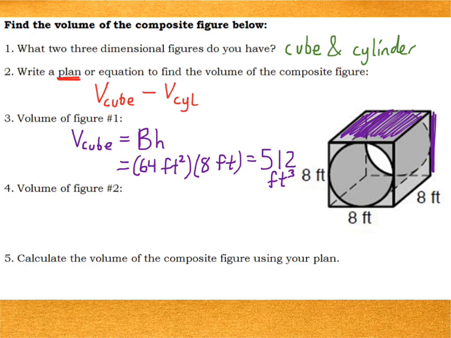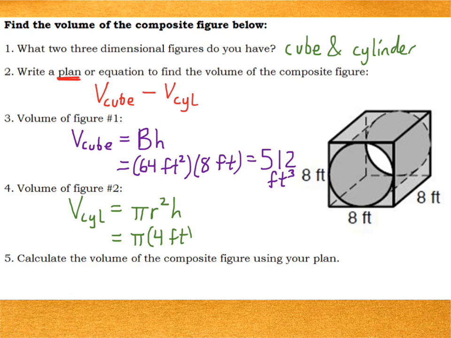Now we can get the volume of the cylinder. That formula is pi r squared h. We've got a radius of 4, because that's half the diameter, which is 8. Then the height of the cylinder is 8. If I multiply those together, I'll get 402.124 cubic feet.